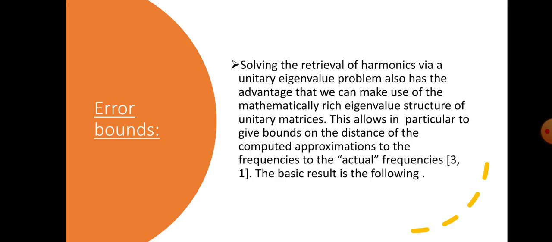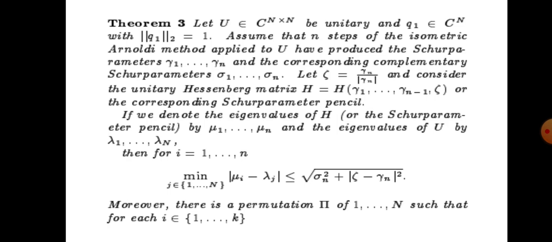Next, error bounds. Solving the retrieval of harmonics via a unitary eigenvalue problem also has the advantage that we can make use of the mathematically rich eigenvalue structure of unitary matrices. This allows in particular to give bounds on the distance of the computed approximations to the actual frequencies. The basic result is as follows. Now let's look into the third theorem.